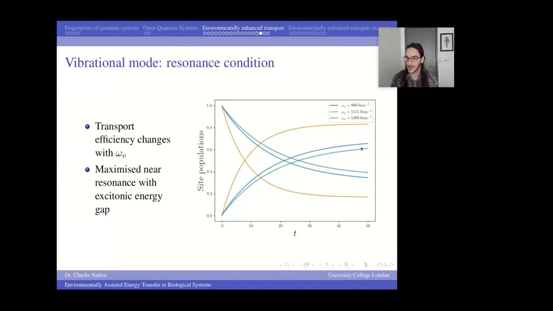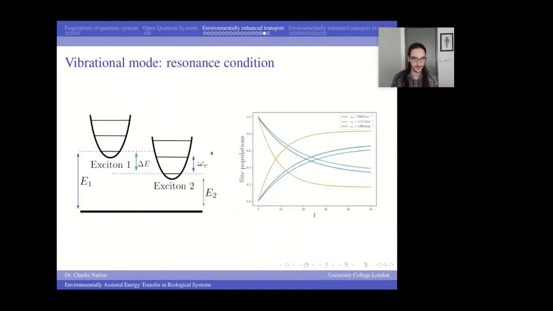We indeed still see an enhancement this far away, but crucially, very close to resonance, we see that not only is the rate sped up, but the probability that we get from site one to site two increases. So there's a very large enhancement in transport by the role of this coherent vibrational mode.